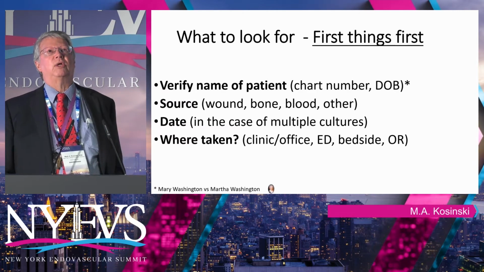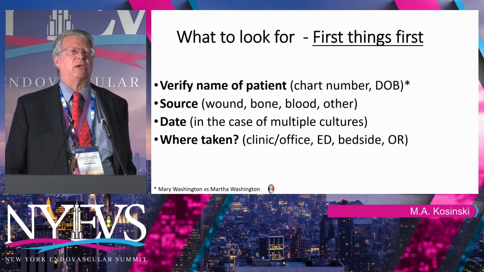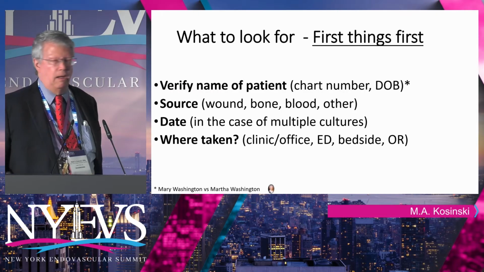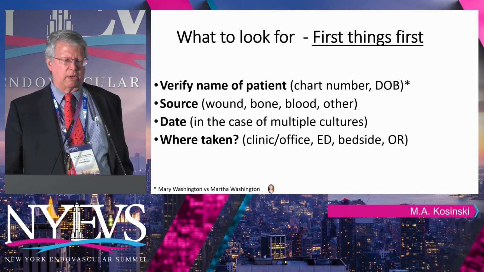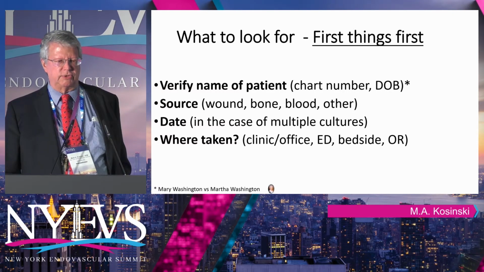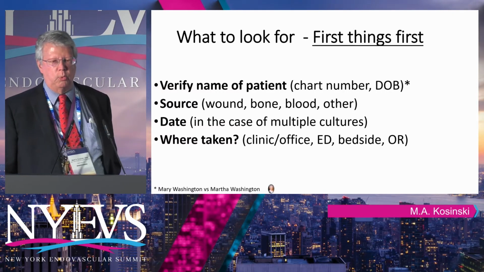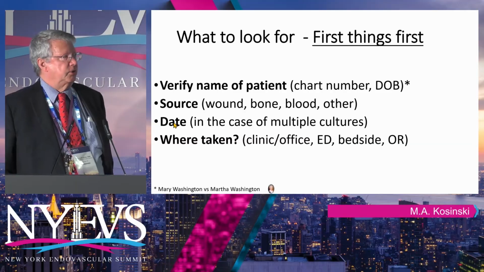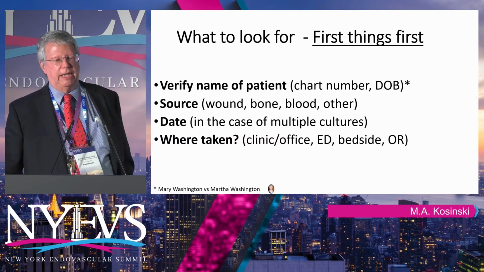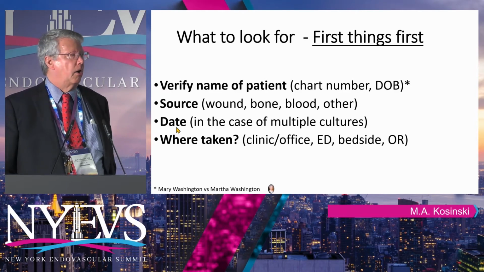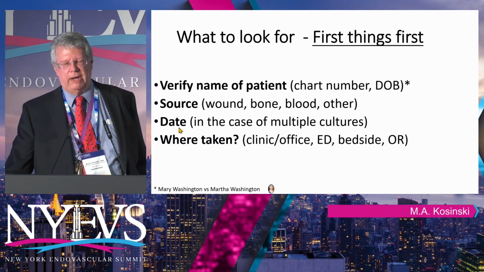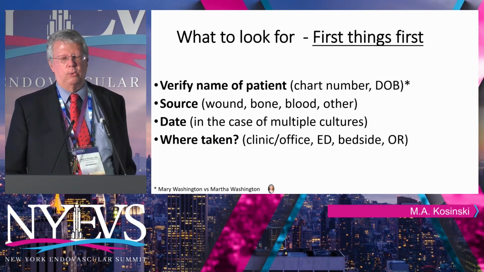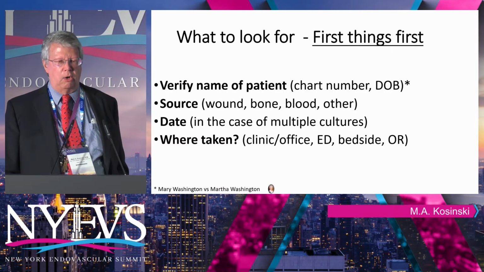Some of these patients with chronic wounds are going to be treated for days and weeks and longer, and with multiple admissions. And the number of cultures in the chart are just going to be very, very confusing. So know the source of the culture. Did it come from the wound or the bone or the blood or other? In the case of multiple cultures and a long hospital stay or multiple hospital stays, know when the culture was taken. Is it from a current admission or a previous admission? Again, these things get very complicated, especially in our patients who have multiple admissions for a long period of time. And where was it taken? Was it taken in the ED, the bedside, the OR?